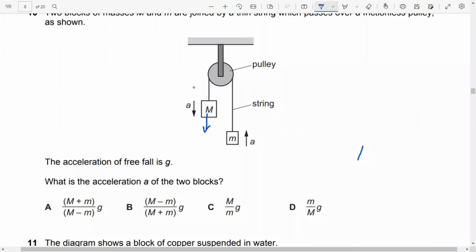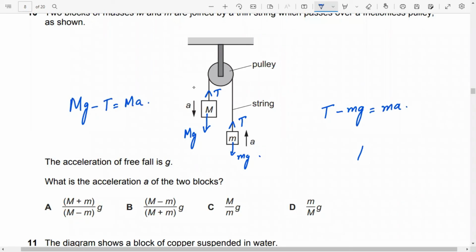Now, the weight of this is capital mg, tension is t. This mass is going up, tension is t, weight is mg. Let me make the first equation. This is going up because acceleration is here. Resultant force is always in the direction of the acceleration, right? So we have t minus mg is equal to ma, and this other one will be mg minus t is equal to ma.